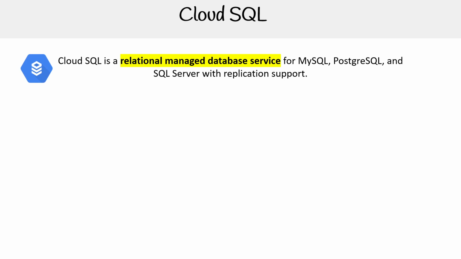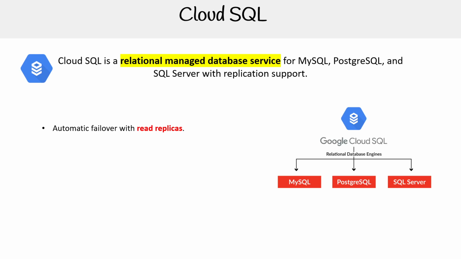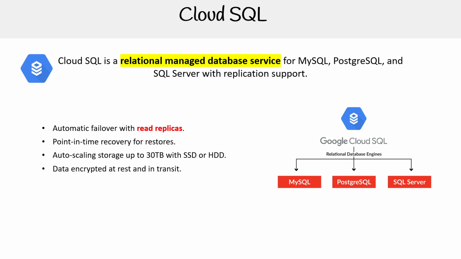Cloud SQL is a relational managed database service for MySQL, Postgres, and SQL Server with replication support. It has automatic failover with read replicas. It has point-in-time recovery for restores, automatic scaling storage for up to 30 terabytes with SSD or HDD. We have data encryption at rest and in transit.